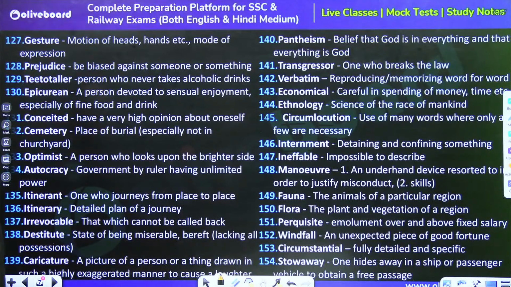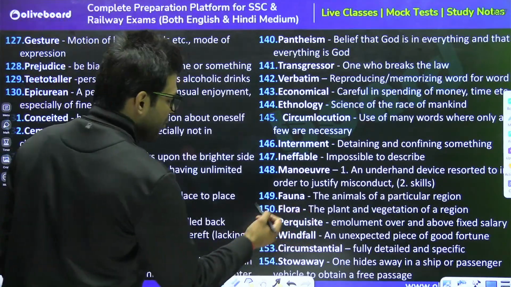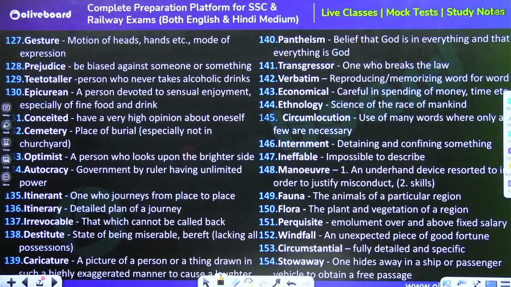Flora and fauna, both the words you better know and remember. Flora for flowers you can make, and fauna for the animals you can make. Flora and fauna: the flowers, plants and vegetation of a particular region. Fauna, the animals of a particular region.